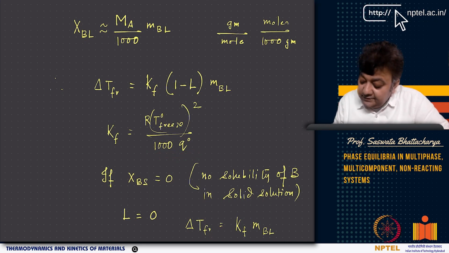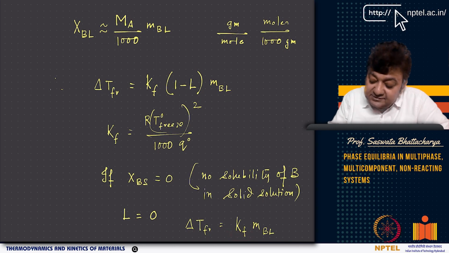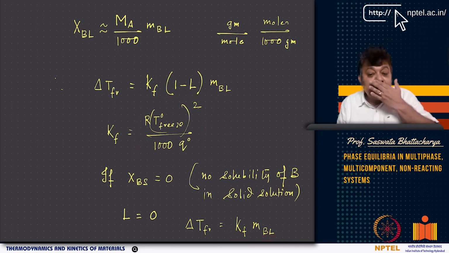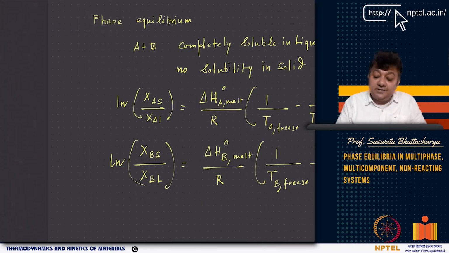Now the change in freezing point, delta T_FR, is proportional to, or equal to, this Kf, which is this constant, times the molality of B in the liquid, right? Molality of B in the liquid.